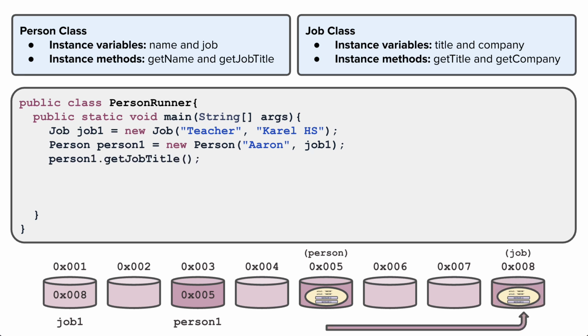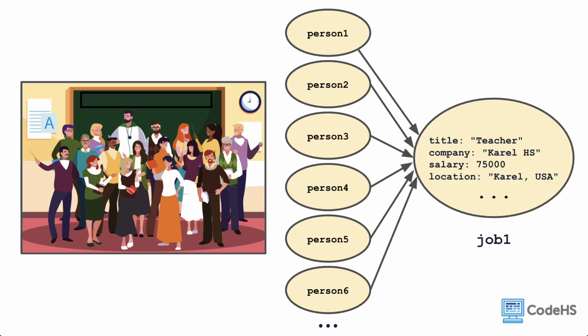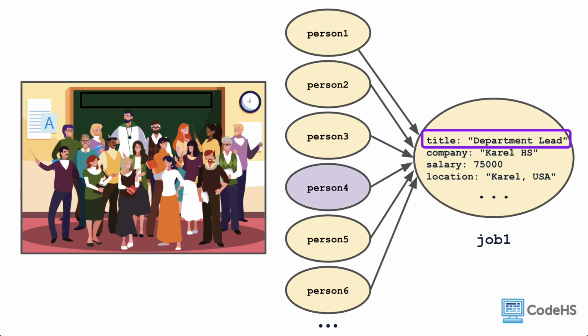For example, the person method getJobTitle uses the job object's getTitle method, which is still actually located in the original job object at the location 0x008. The problem is you likely don't want any person objects to be able to change that original job object. For example, you could have a person object for each teacher at a school. If all the person objects point to the same job object, this could cause a problem. If any one teacher, let's say person 4, changes their title to department lead, because every other person object references the same job object, that would change the title attribute for all the person objects instead of just person 4's.